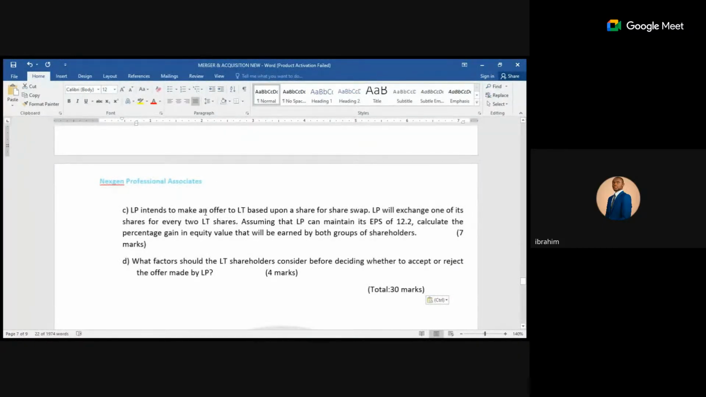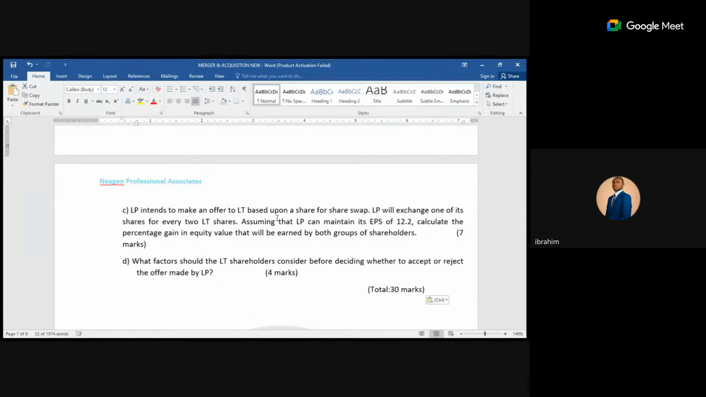C. LP intends to make an offer to LT based upon a share for share swap. LP intends to make an offer, meaning that LP should be the acquiring company, the main company. So LT should be the acquired, which is the target company. So we want to do a share for share swap.